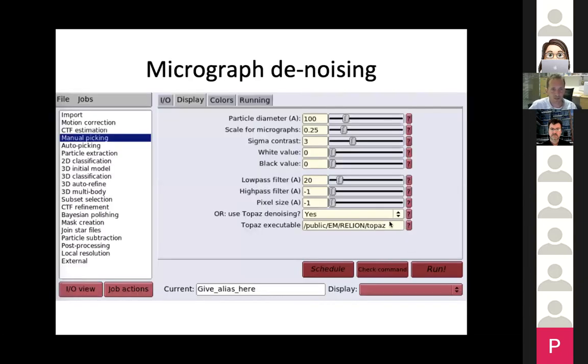So now, if you do manual picking, you get the typical long GUI with a pick button for each of the micrographs. If you say here, you could previously already low-pass or high-pass filter those micrographs.